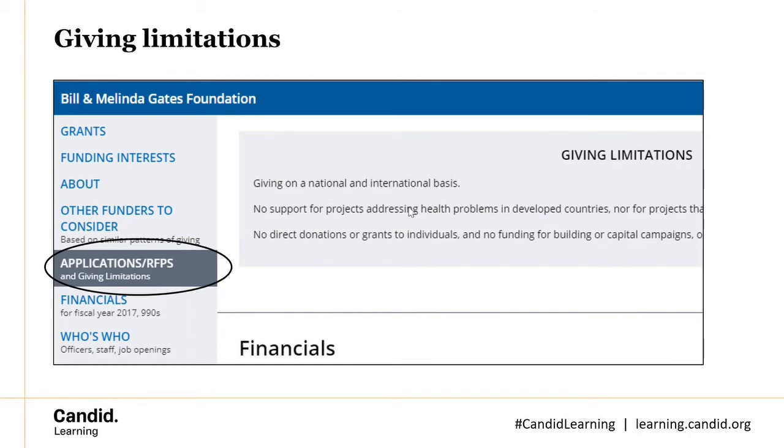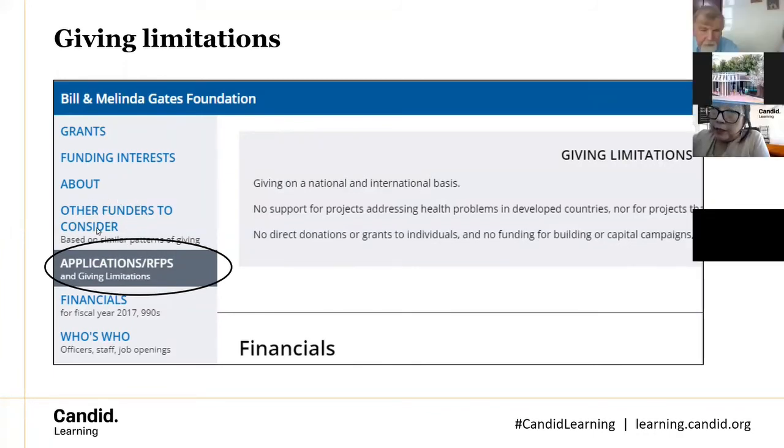And, if we're looking at the finer details here, I do like to remind people to look at the giving limitations. This is where the grantmaker tells you what they don't fund. And it could also be referred to as the fine print. What are they not going to fund? That will be here in this application and giving limitation area.